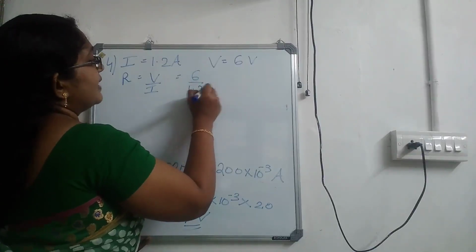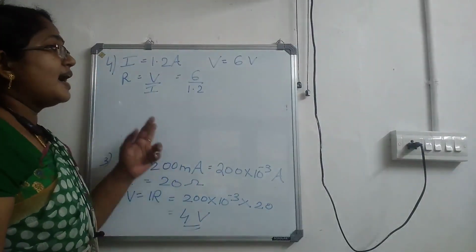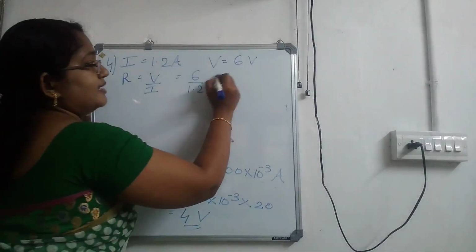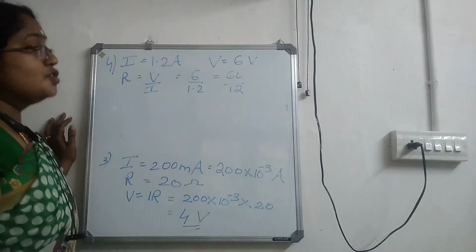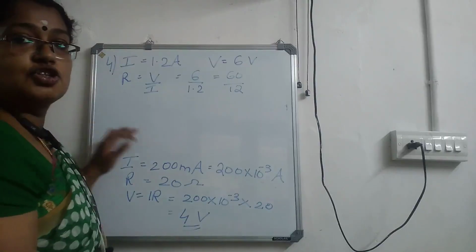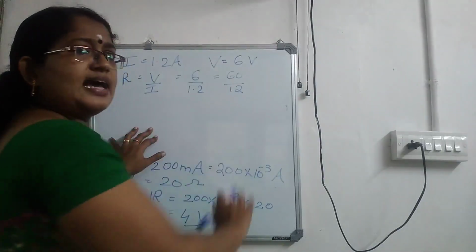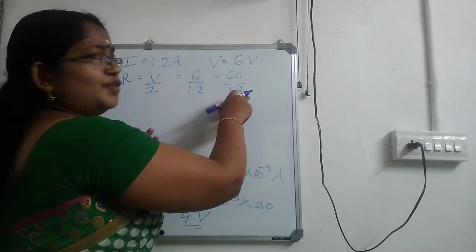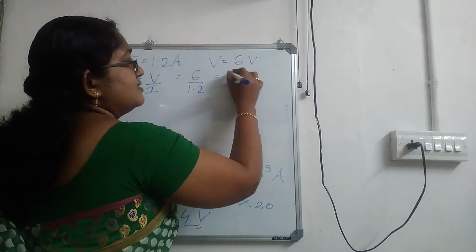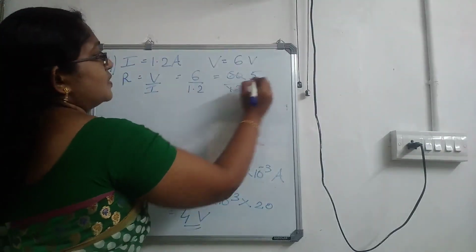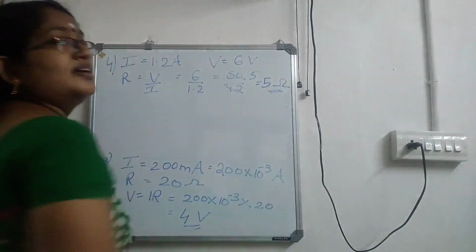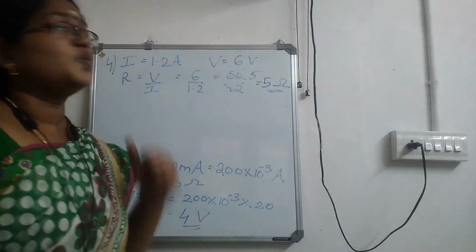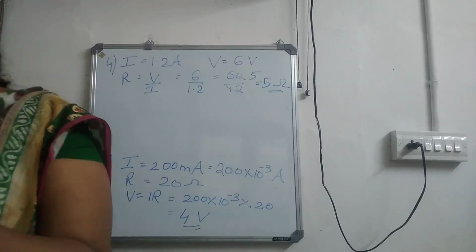6 divided by 1.2. Since we are having decimal point in the denominator, multiply the numerator and denominator with 10. So you are getting 60 by 12. So how much is that? 12, 24, then 48, 60. That means here it will be 5. So the answer is 5. What about the unit? Since it is resistance, the unit is ohm. So is it clear?